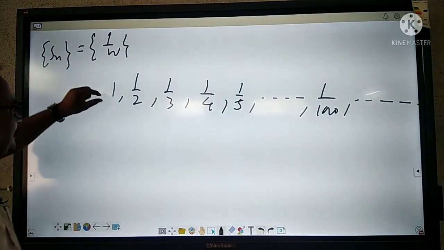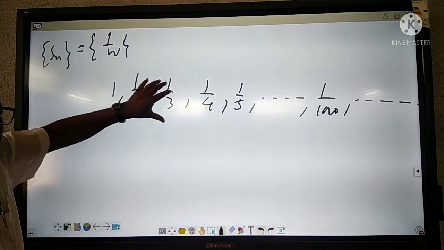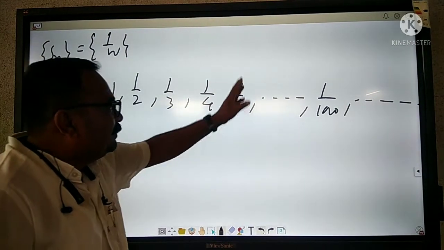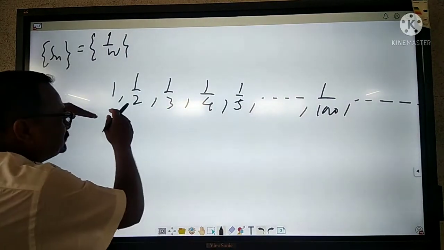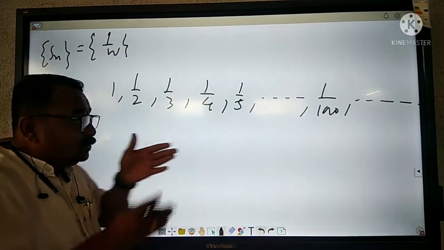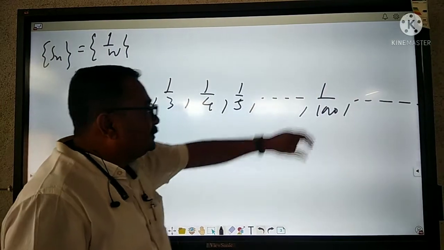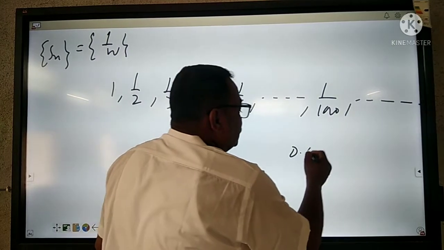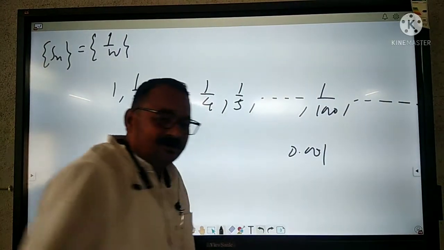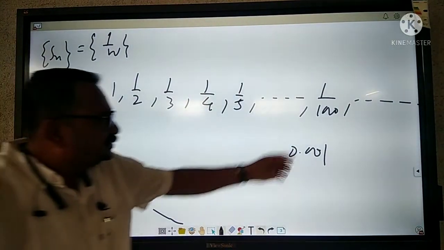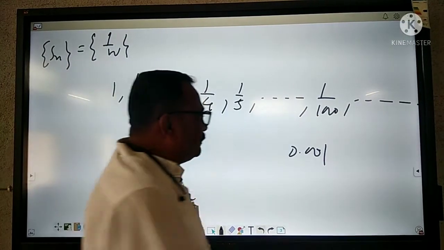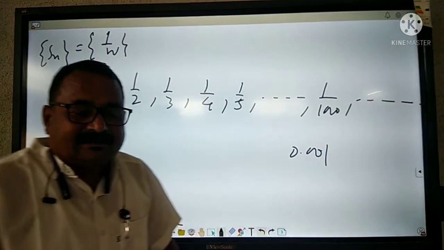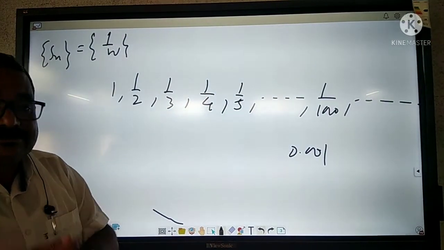Okay. Now see the numbers: 1, 1 by 2 is 0.5, 1 by 3 is 0.33 something, 1 by 4 is 0.25, 1 by 5 is 0.2. So the terms are decreasing, and where it goes is the important thing. 1 upon 1000 is actually 0.001. Am I right? So this is a very small number. Now the next terms are 1 upon 1 lakh, which is a very small number.